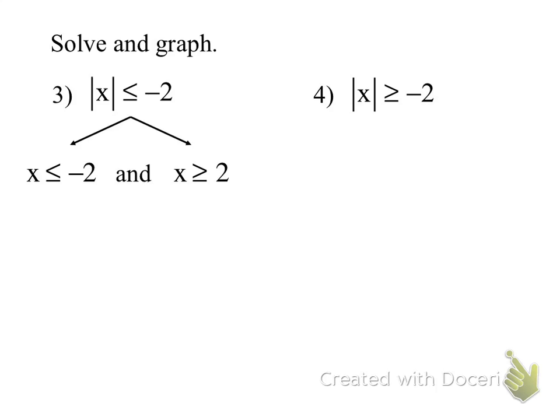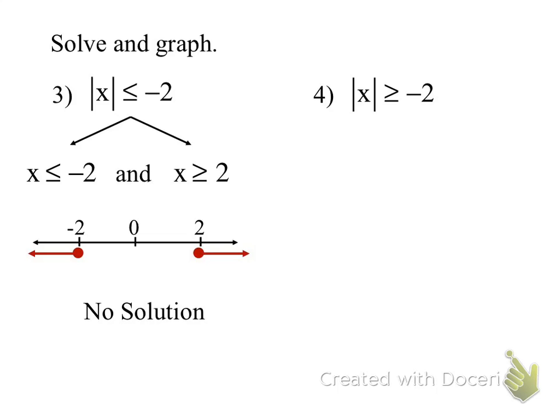So, as I go to graph this, we said and is an intersection. That means what area do they have in common? So x is less than negative 2, x is greater than 2. What area do they have in common? No area. There's nothing in common here. So what do we say? No solution. Okay?